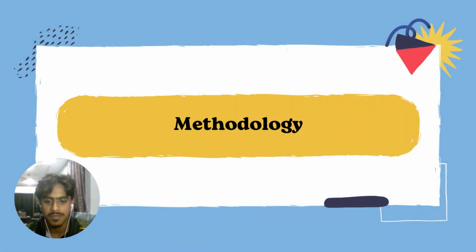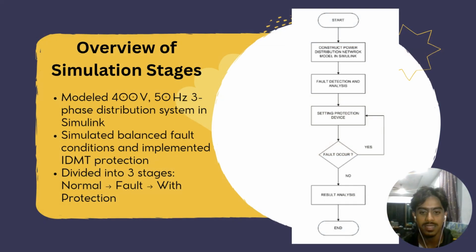Alright, my name is Muhammad Faizul Hadi bin ZULKIFLI. Now we're going to discuss methodology, and continue with the overview of the simulation stages. As we can see on the right side, there's a flowchart. Firstly, we model a 400 volt 50 hertz three-phase distribution system, and then we simulate the balanced fault condition, which is the one we choose, and then we implement the IDMT protection as a protection device.